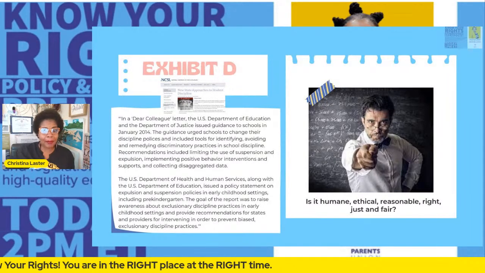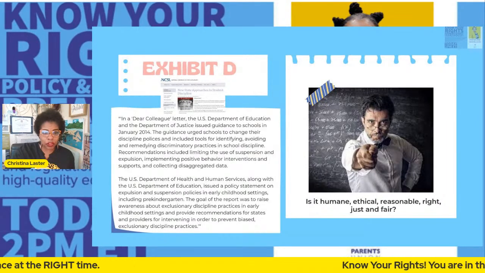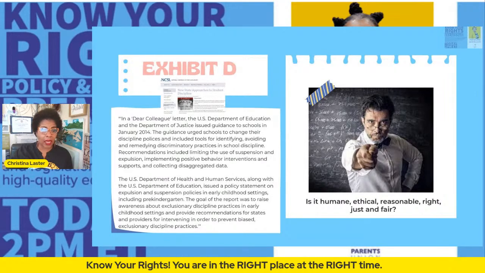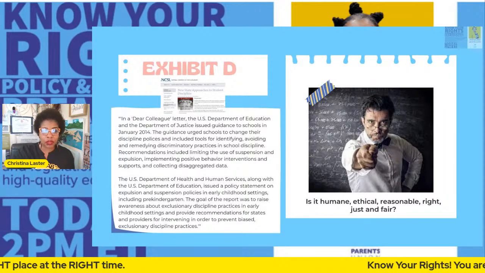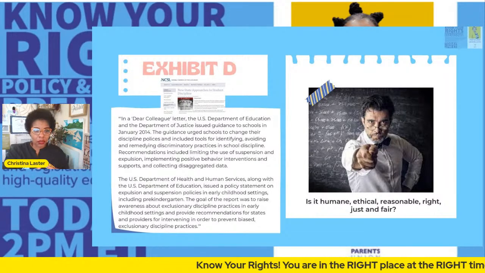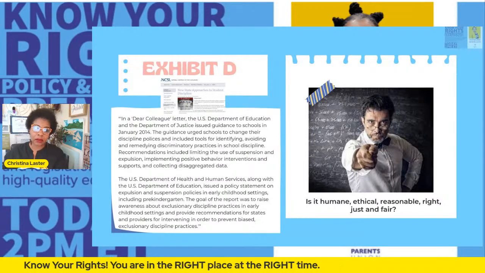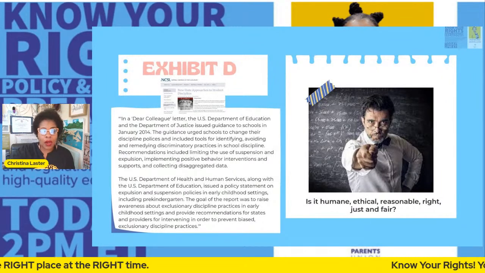Recommendations included limiting the use of suspension and expulsion, implementing positive behavior interventions and supports, and collecting disaggregated data. It's just what I've been talking about the whole time, right? The only way to combat discriminatory practices is to look at the data disaggregated and see how certain groups of students are being treated in comparison to their counterparts, right? Other than that, it's just a feeling, okay?